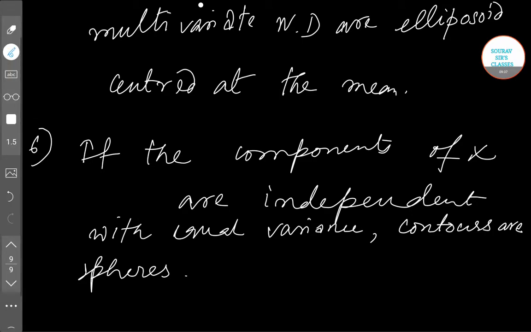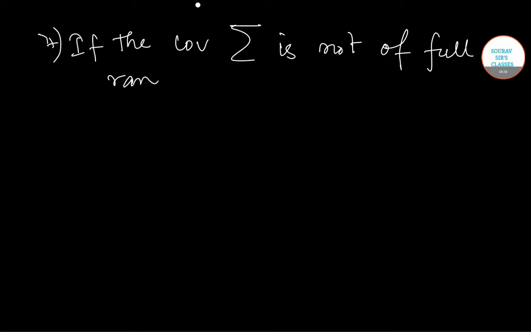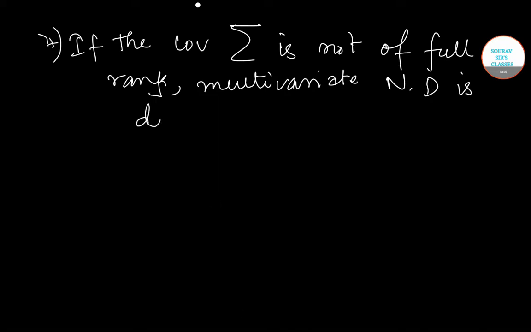There is only one point left, and that is if the covariance sigma is not of full rank, then multivariate normal distribution is degenerate and does not have a density.